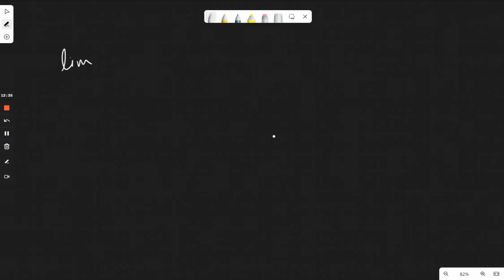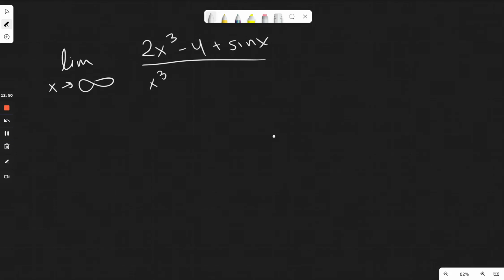Well, let's look at this example right here. As x goes to infinity, you have 2x to the third minus 4 plus sine x over x to the third plus 2x squared minus 8. Okay, so in this case, you kind of want to think along the lines of horizontal asymptotes. Now, in the face of this 2x to the third, the negative 4, and especially the sine x, are really insignificant. They're not going to change the overall value of this ratio, right? Because that's all a fraction is, essentially, a ratio.